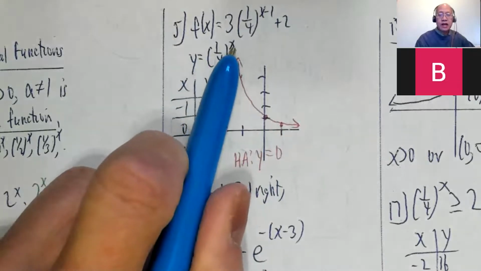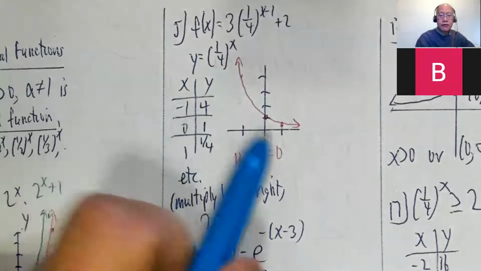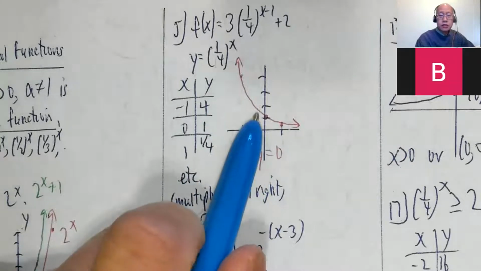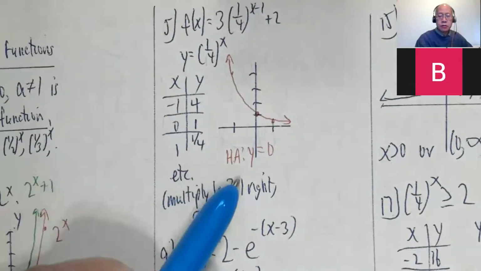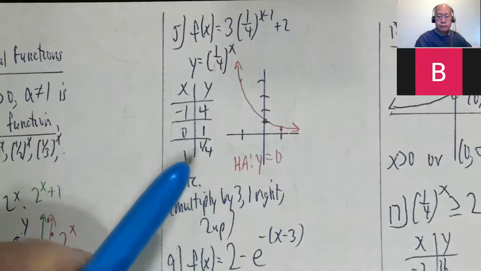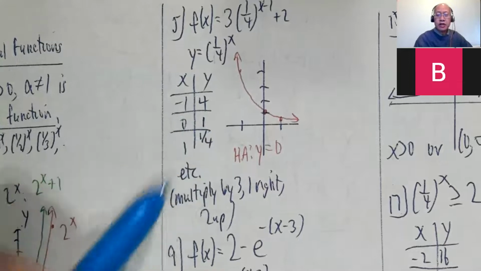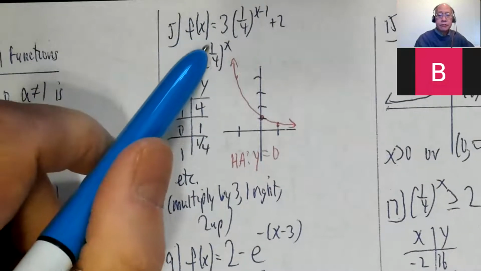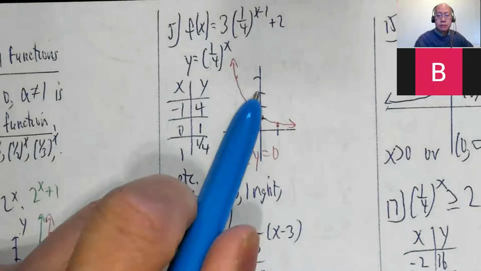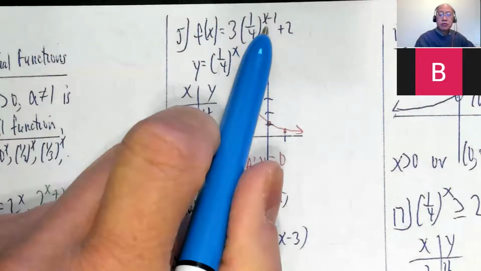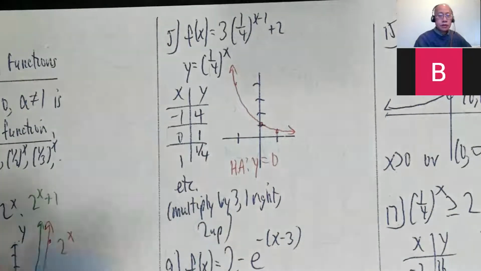If I plug in -1 means you flip the whole thing. You take the reciprocal and you're 4 to the 1, which is 4. So I have (-1, 4), (0, 1), (1, 1/4), and so on. So your horizontal asymptote becomes y equals 0. Then what happens after that? I'll let you try to finish it, but you multiply by 3, which means (0, 1) goes up to (0, 3). And then this means move 1 to the right and 2 up. So you take it from there.